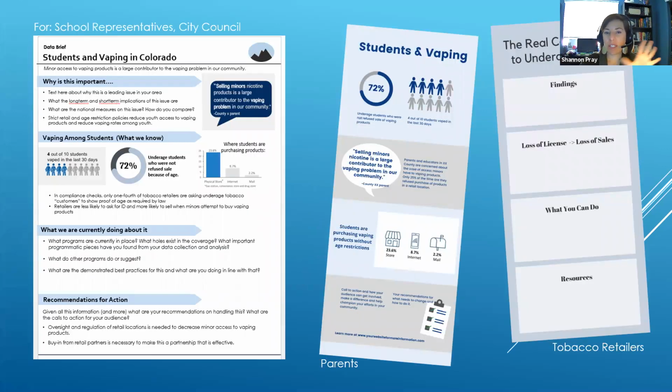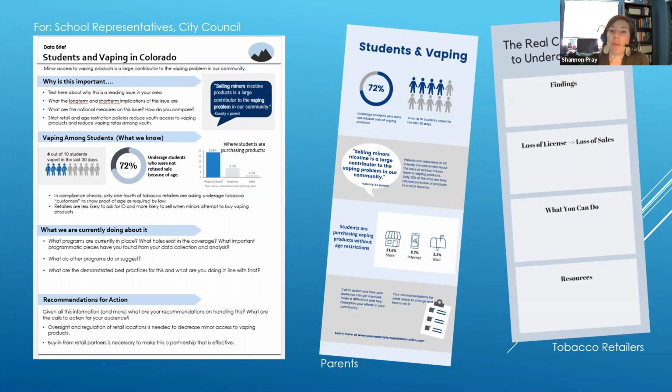These are just a little overview of a mock-up of what we did. This first one could be the data brief that we did for school representatives and city council. As we talked about earlier, I have a title and then a little bit of why this is so important. I have some bullet points of what is so important about this. And here's one of Nicole's call out boxes, where someone said this is a big problem.